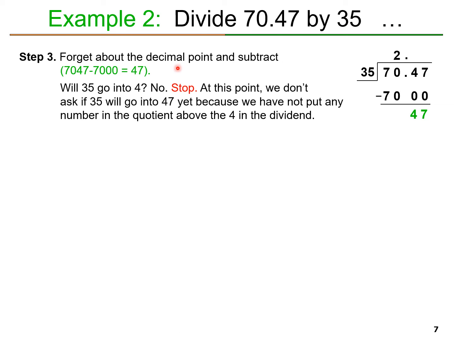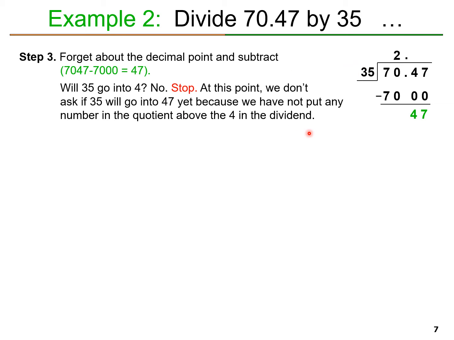So in step 3, again, forget about the decimal point and subtract. Subtract 7,000 from 7,047. 7 minus 0 is 7. 4 minus 0 is 4. 0 minus 0 is 0. 7 minus 7 is 0. So 7,047 minus 7,000 is 47.